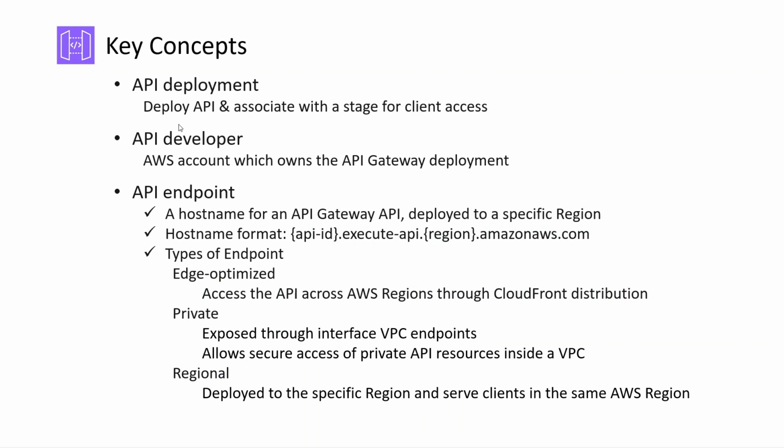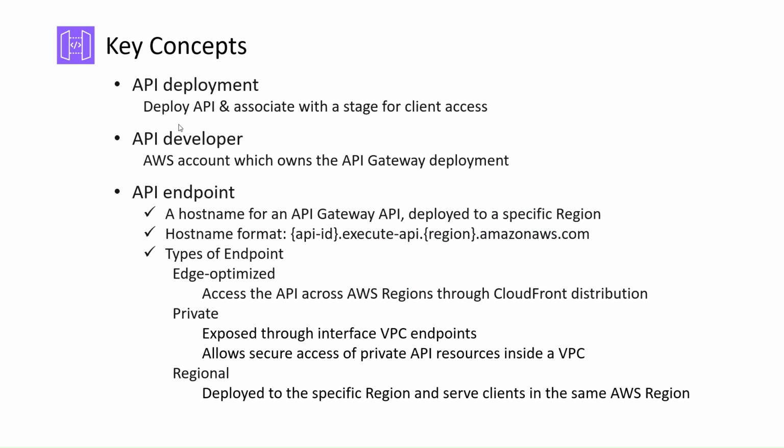Next, let's see some of the important concepts of API Gateway. First, API deployment. An API must be deployed and associated with one or more stages such as dev, UAT, prod to make it available for the clients to use it. Undeployed APIs will not be available for clients.